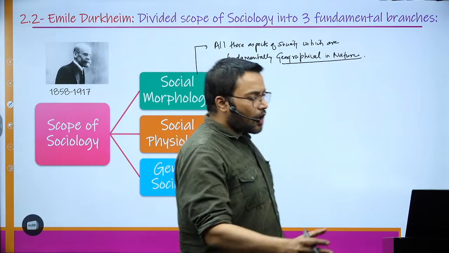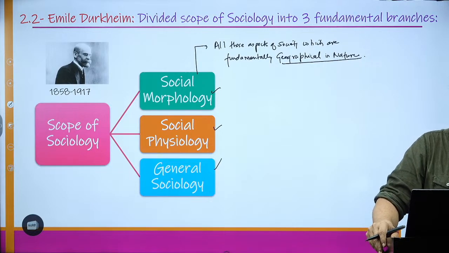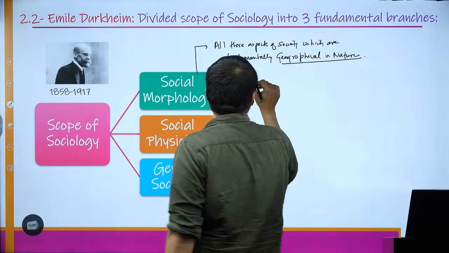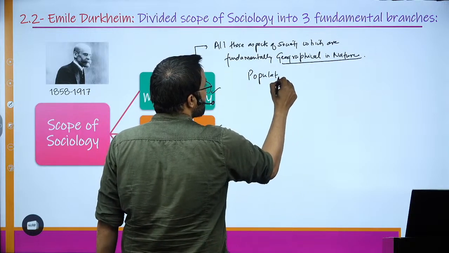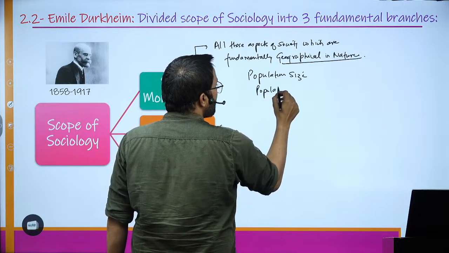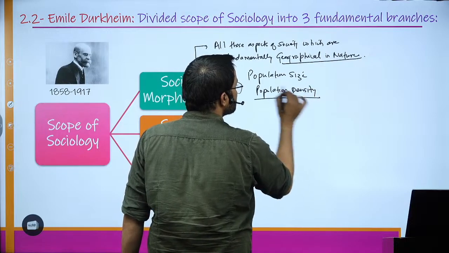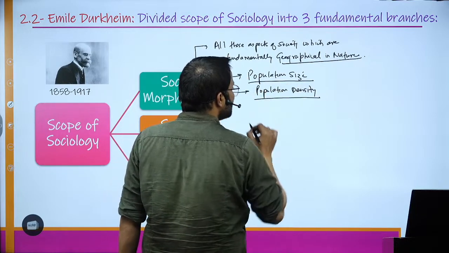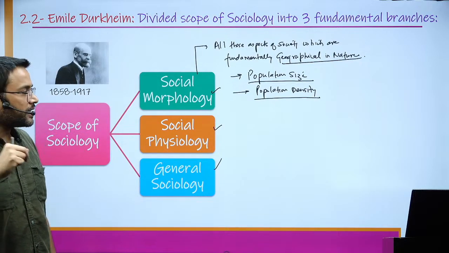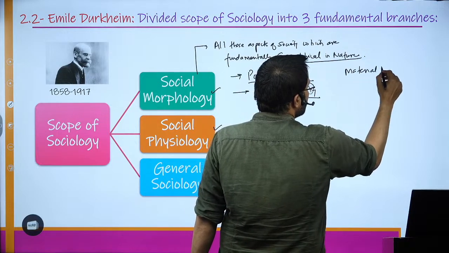Now here, when you talk about geographical in nature, you can talk about things like population size and population density. That is how he used the words material volume and material density.